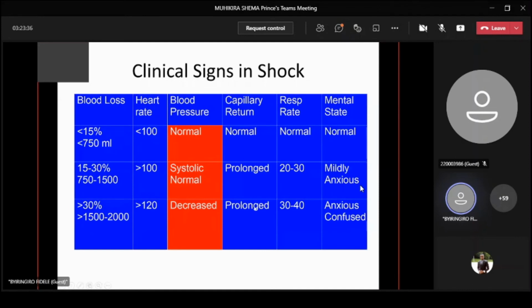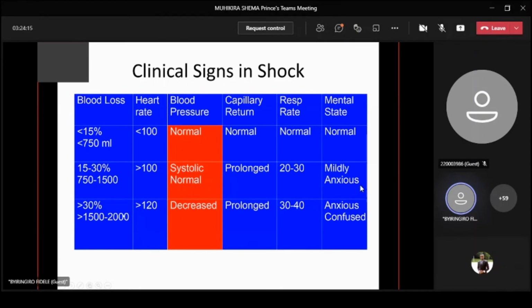That's why the capillary return is prolonged. And when there is loss of blood, the lungs try to hyperoxygenate the body. There is hyperventilation. That hyperventilation is caused by loss of blood volume. Do you get me? You may not see or estimate the blood loss with visual contact on the blood loss, but looking at these signs, the heart rate, the blood pressure, the capillary return, the respiratory rate, and the mental status, you can know which category, and estimate the blood loss.